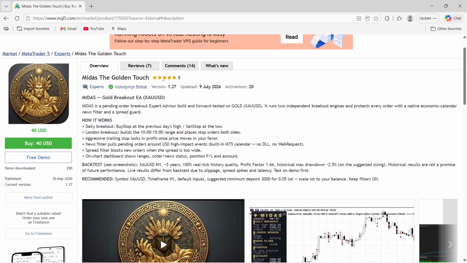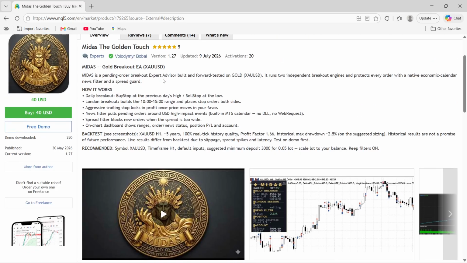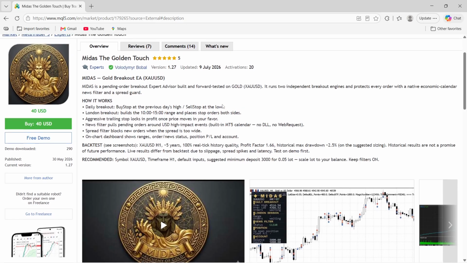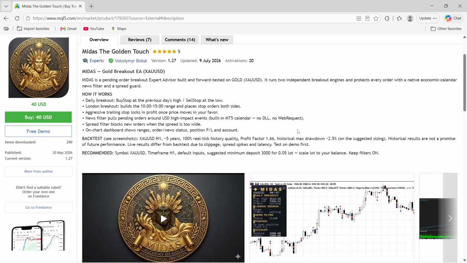Alright, so as you can see from the MQL5 page, Midas, the Golden Touch EA, is specialized for XAUUSD gold with advanced algorithms designed to capture profitable moves in the gold markets. It uses multiple confirmation layers for high quality entries and adaptive management for runners.